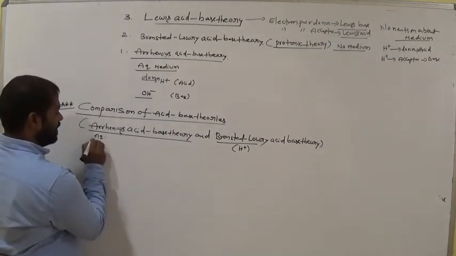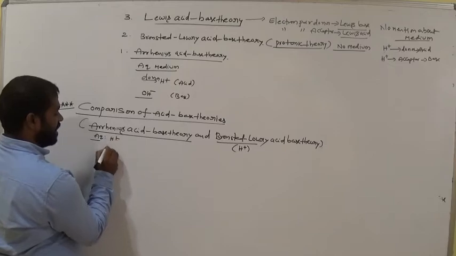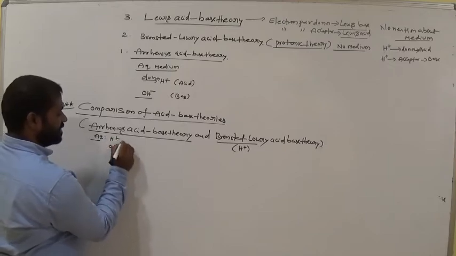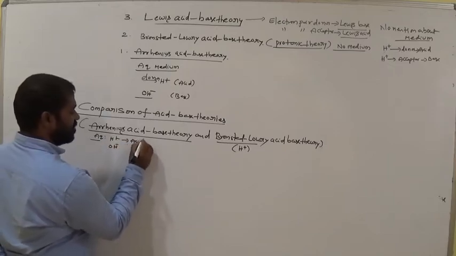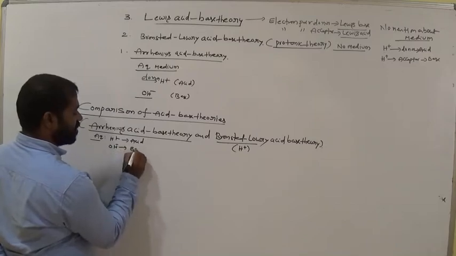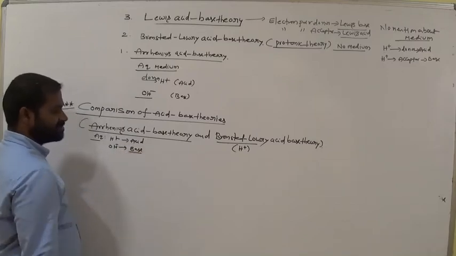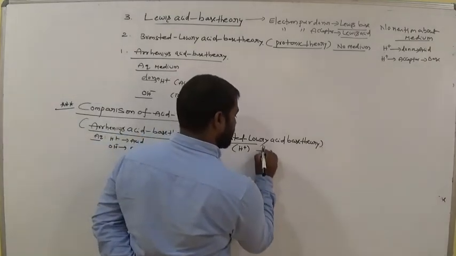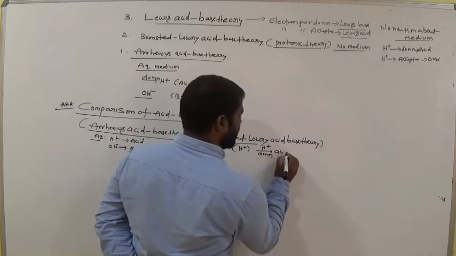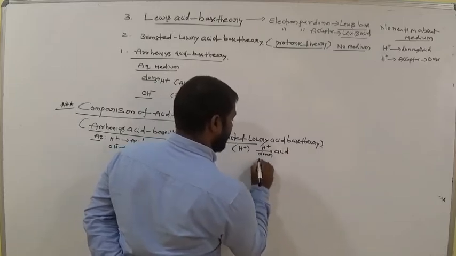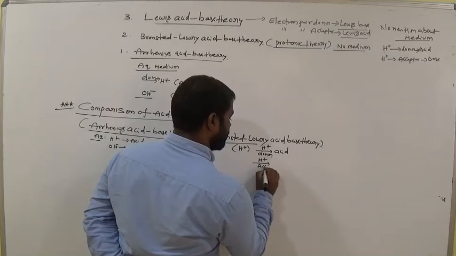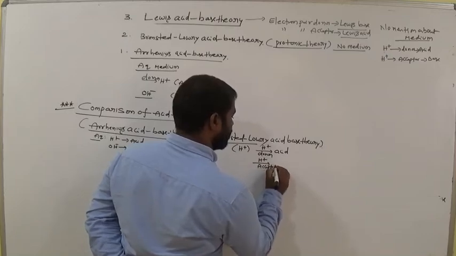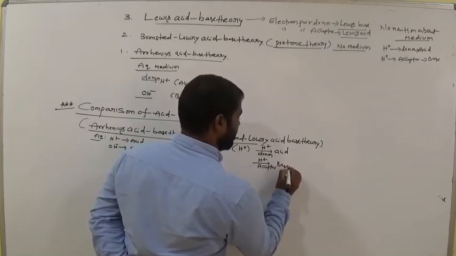In aqueous medium, H plus and OH minus. Remember this. H plus is acid. If it gives OH minus, we call it a base. Am I right? Whereas a Bronsted acid means an H plus donor is considered an acid and an H plus acceptor is called a base. Am I right? Is it clear?